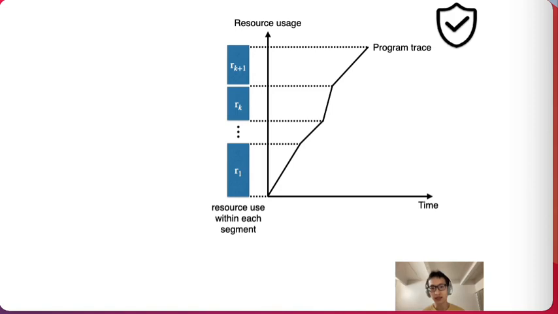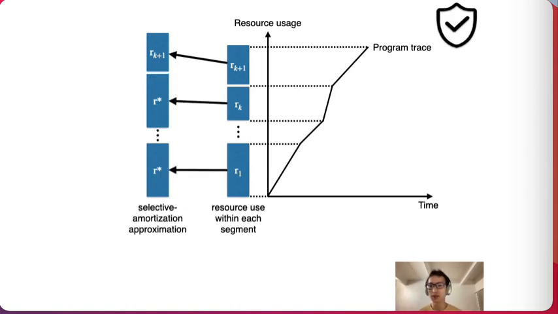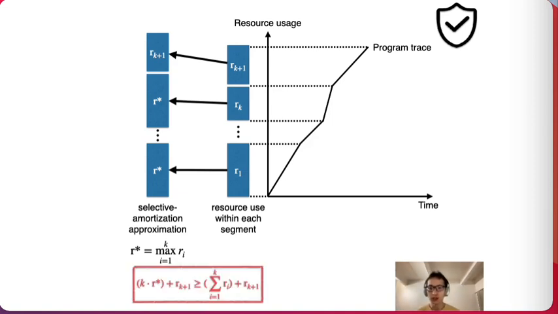The key idea in selectively amortized reasoning is to soundly approximate the actual cost by first approximating the last segment with its exact cost, R_{k+1}. Then we approximate every other segment with a cost of R*. R* is the max cost among all segments from R1 to Rk. Mathematically, we approximate the actual cost in a program trace, which is the right-hand side of this inequality, the sum from R1 to R_{k+1}, by the left-hand side.